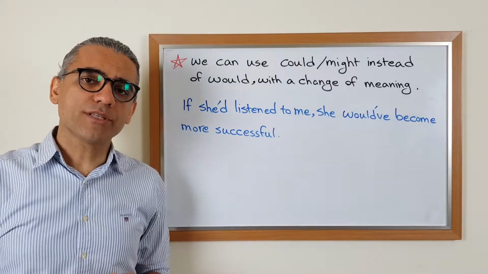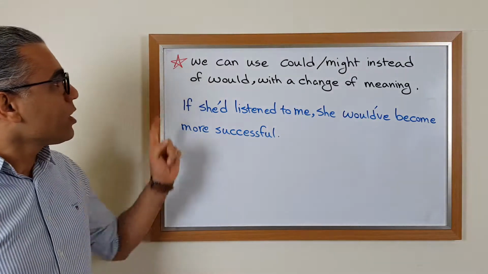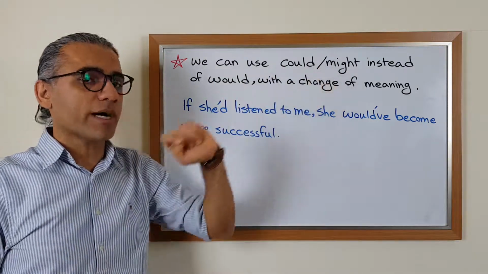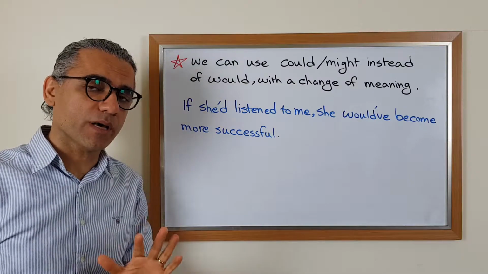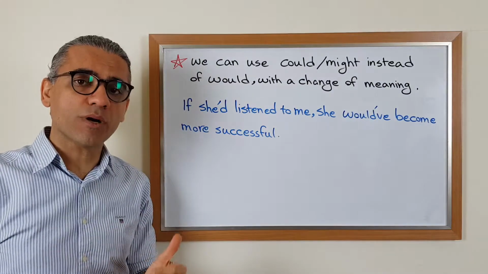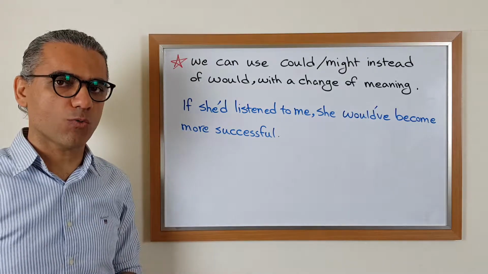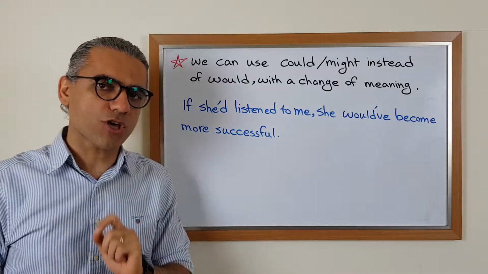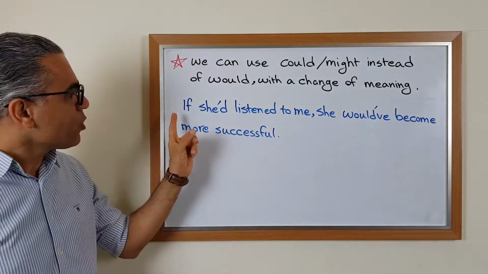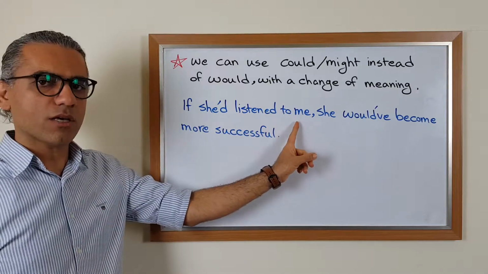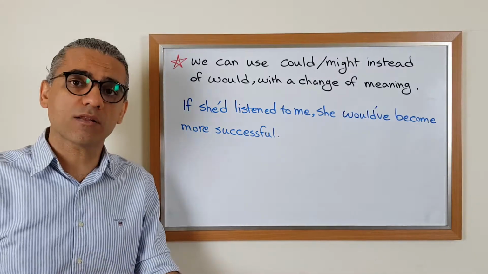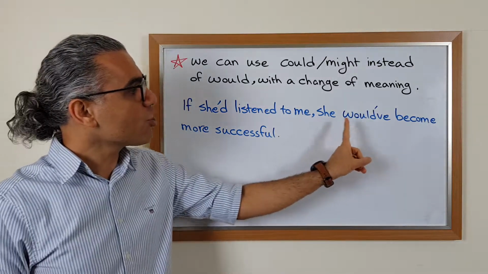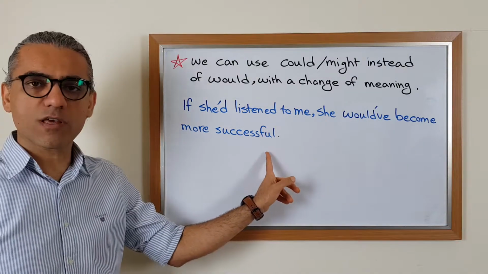Okay, one point about the third conditional. We can use could and might instead of would with a change of meaning, of course. Remember, we could also use could and might in the second conditional instead of would. But remember, there is always a change of meaning. Example. We say, if she'd listened to me, the condition, past perfect, it means she didn't listen to me. That is why this is an imaginary situation. She would have become more successful.